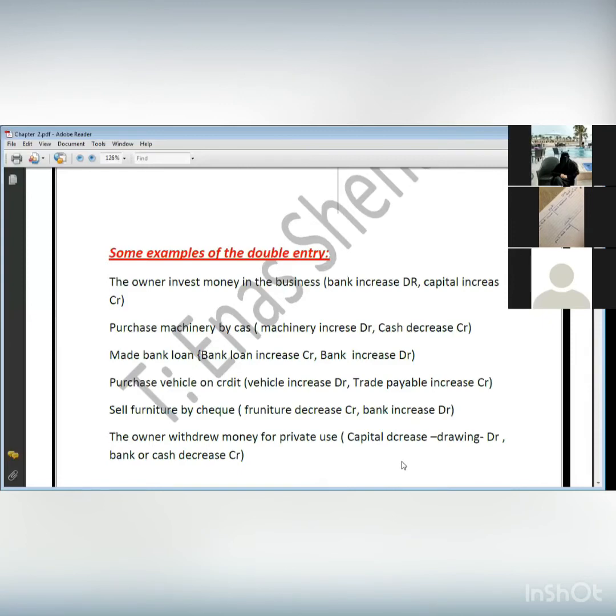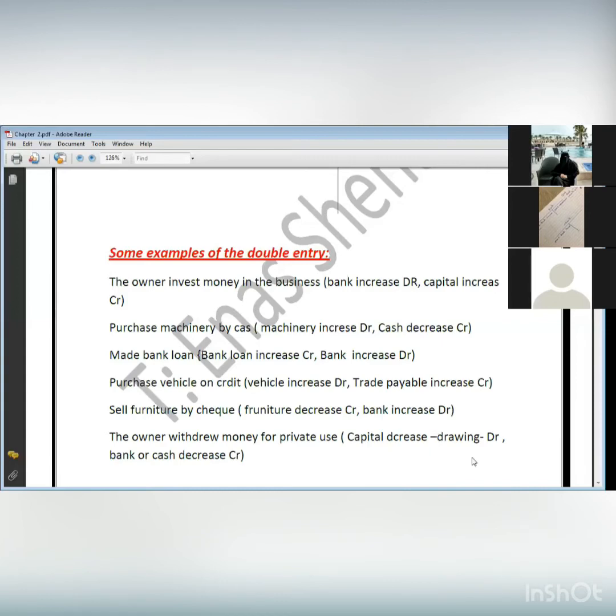In this case, when the business finishes and we give each one his capital, how much are they going to give me? $10,000 that I put in at the beginning? No, they will give me 9. Why? Because I already took 1. So anything I took as an owner from the business for private use means that the capital will decrease. When the capital decreases, it will be debit or credit? It will be debit. Why? Because capital is credit. So when it decreases, it will be debit.